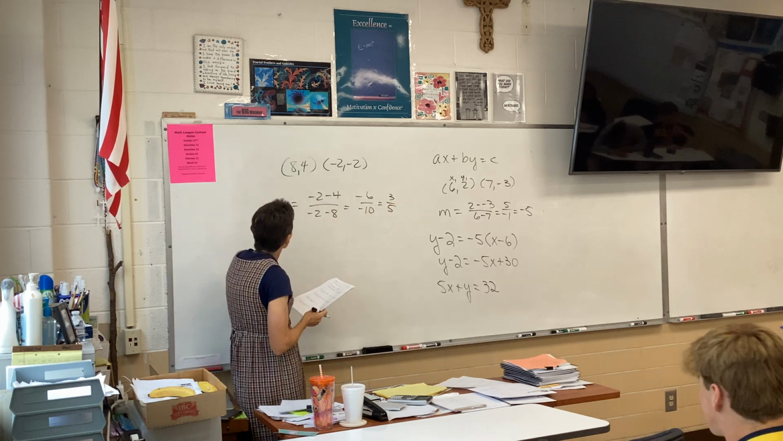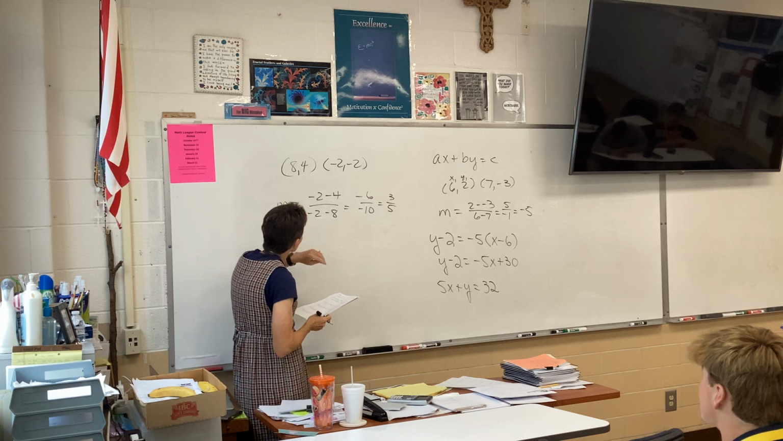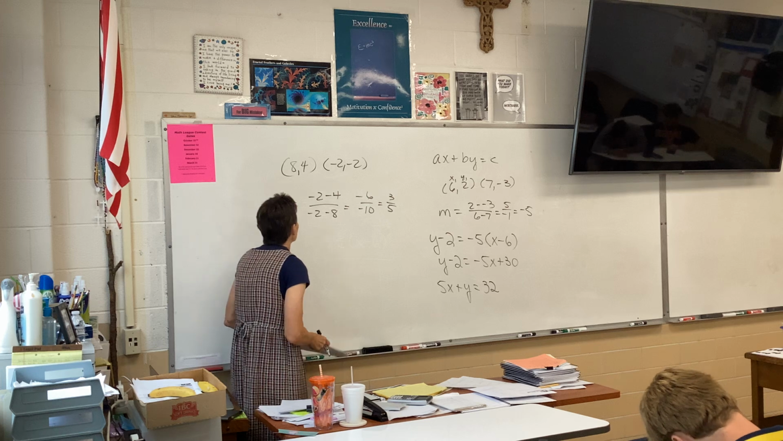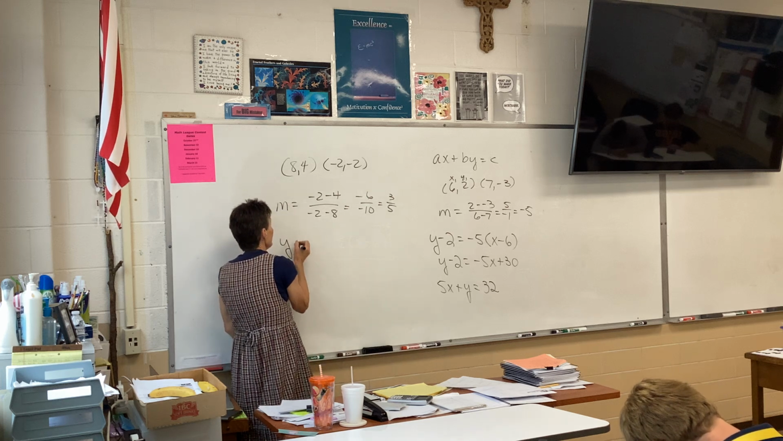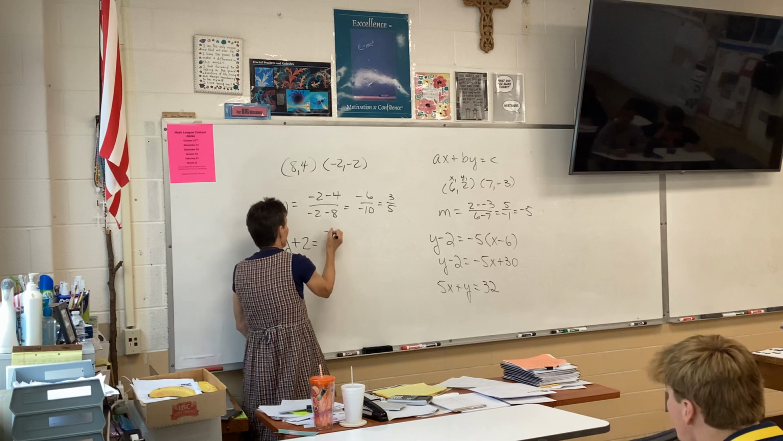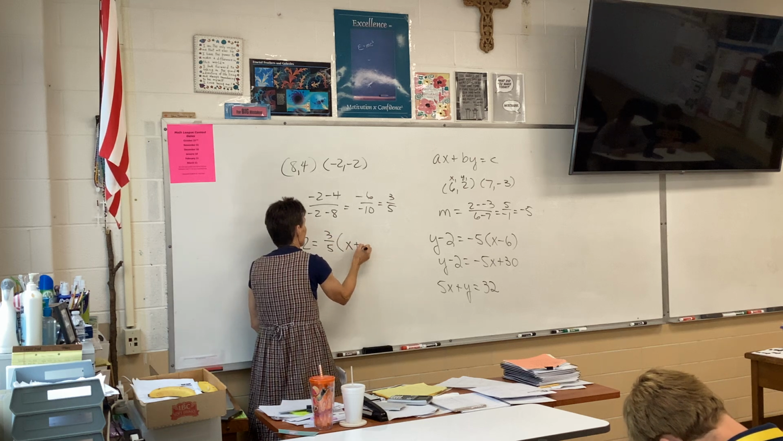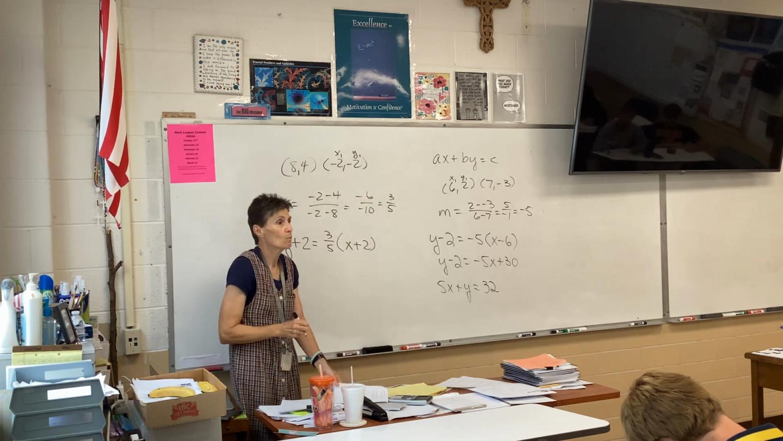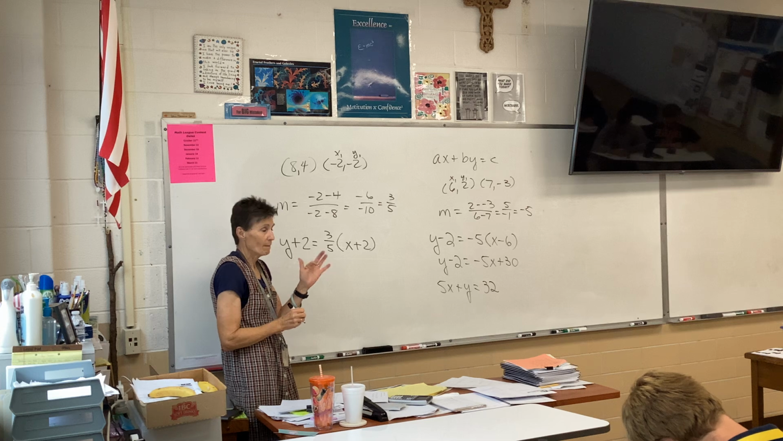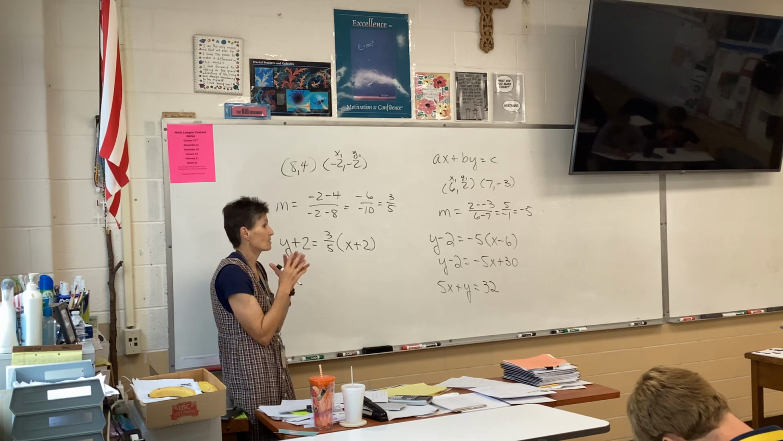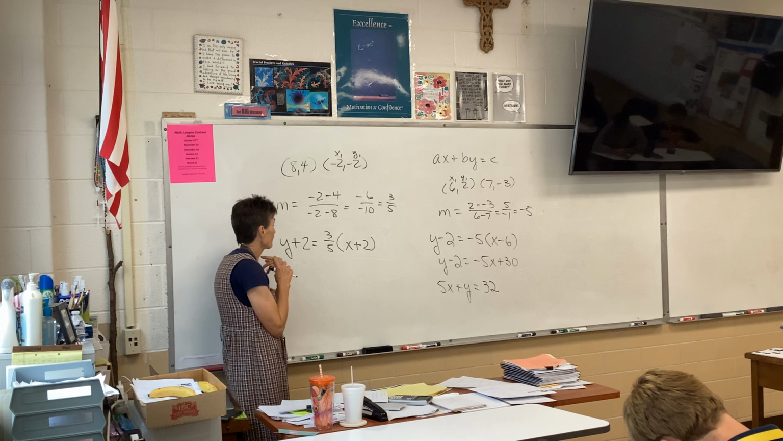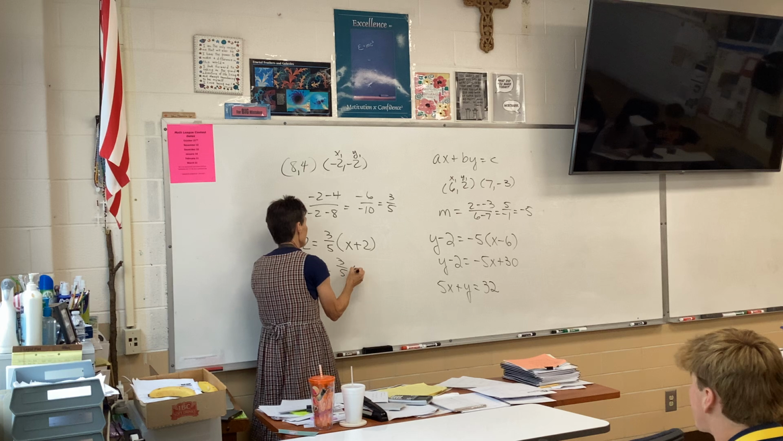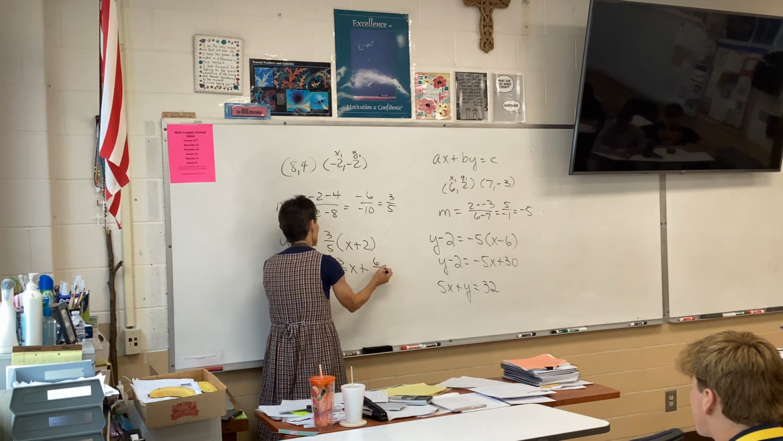That one didn't work out so well. Did I make a mistake? No, I got 3/5 for my slope. So y plus 2 equals 3/5 times x plus 2. I am using this point. You can use whichever one you want. It won't impact your answer. Remember, both points are on the line, so you're just picking one to use. So y plus 2 equals 3/5 x plus 6/5.